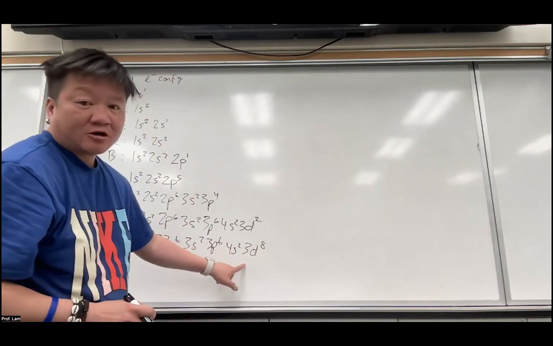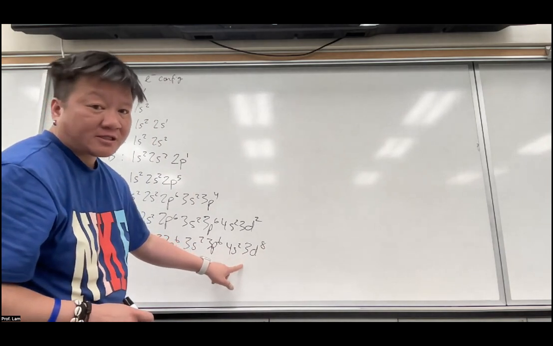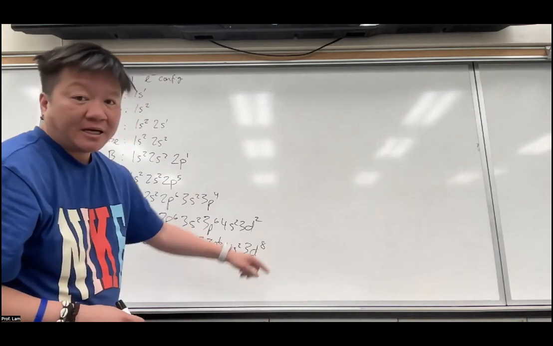Remember, drop it down by 1. So nickel's in period 4. Subtract 1 is 3. So it's a 3d and then 8. Okay.